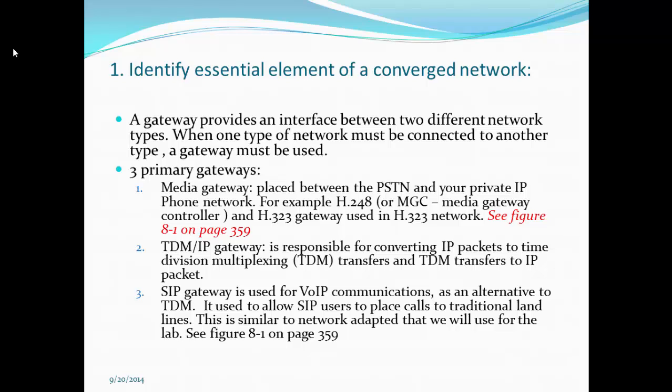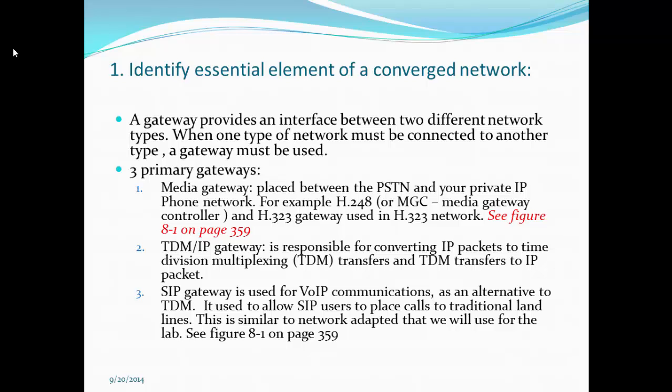The second gateway is called the TDM and IP gateway. It is responsible for converting IP packets to TDM and vice versa, from TDM to IP packets. The third one is the SIP gateway. It is used for voice over IP communication and as an alternative to TDM. It is used to allow SIP users to place calls to traditional landlines.